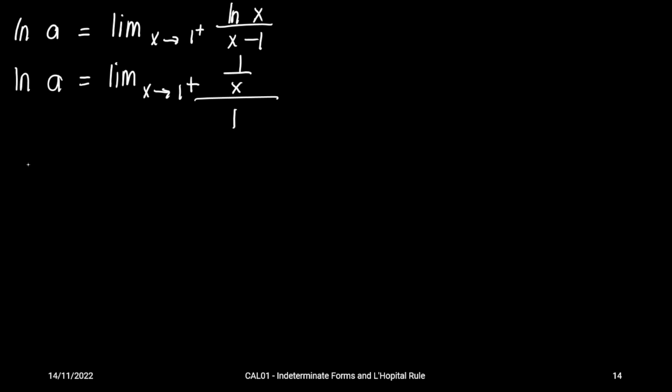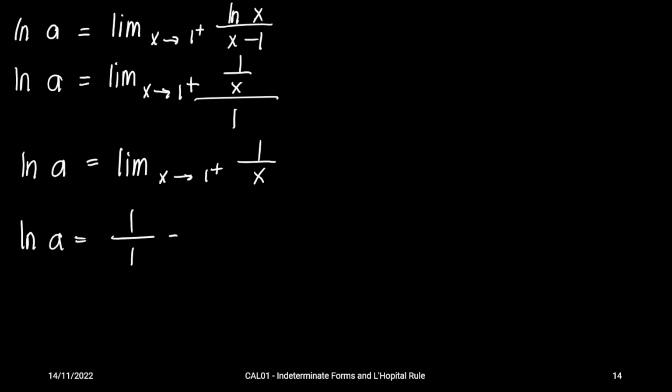So, let's substitute. So, we have ln a is equivalent to the limit as x approaches 1 from the right of 1 over x. ln a is equivalent to 1 over 1, which is equivalent to 1. So we have ln a is equal to 1. And we do not need ln a, but we need only a. So what are we going to do? If you can remember, e raised to ln of a is equivalent to a. And ln of e raised to a is also equivalent to a.